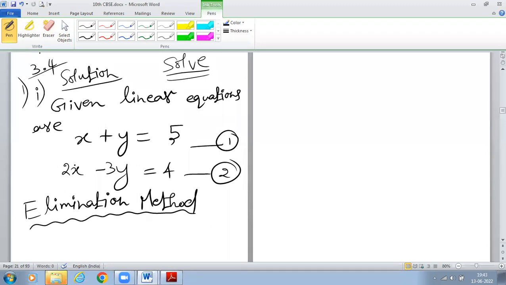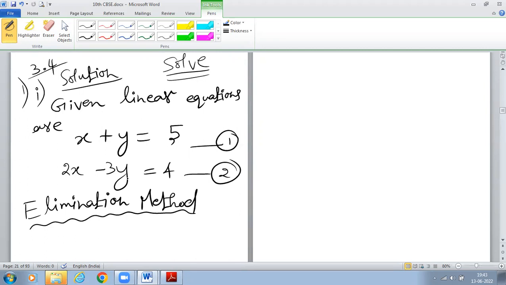Now the coefficient of x in the second equation is 2. So in both the equations, x does not have an equal coefficient. In the first equation, we have 1 as its coefficient, and in the second equation, we have 2 as its coefficient. Therefore, no equal coefficients. Likewise, in equation number 1, the coefficient of y is also 1, and the coefficient of y is -3 in equation number 2. Therefore, it is also not the same.